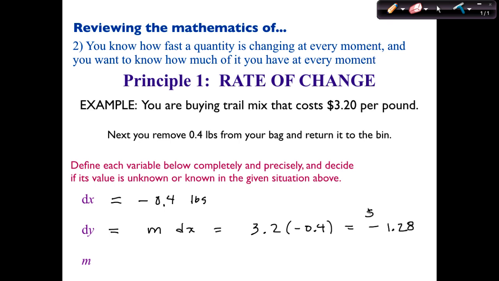How can you have a negative cost? It's not really a negative cost. It's a negative variation in cost, right? It's a negative dy, meaning that the cost went down. So a negative variation or change means a decrease in that quantity. Okay, we're decreasing the cost by 1.28. M is still the same. Is m negative or positive? Still positive. So with a decrease in the pounds, you're going to have a decrease in the cost, according to dy equals m dx. Any questions so far?